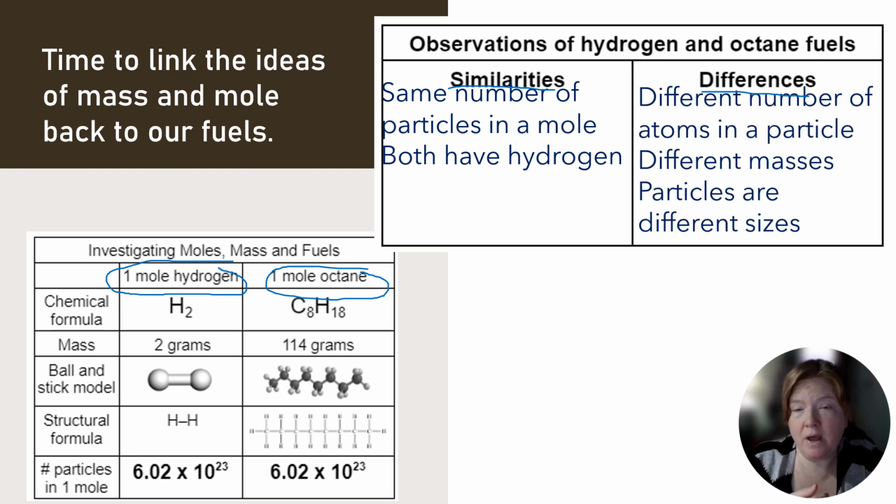Some differences. Well, they have a different number of atoms in a particle. So hydrogen has hydrogen, hydrogen, bam, connected. And then octane has 8 carbons and then all these hydrogens around. They have different masses and the particles are different sizes. Okay, but in hydrogen, the 2 particles are the same size. When we look at octane, the carbon and the hydrogen are different in size. So the octane is a much bigger molecule and hydrogen is much smaller.